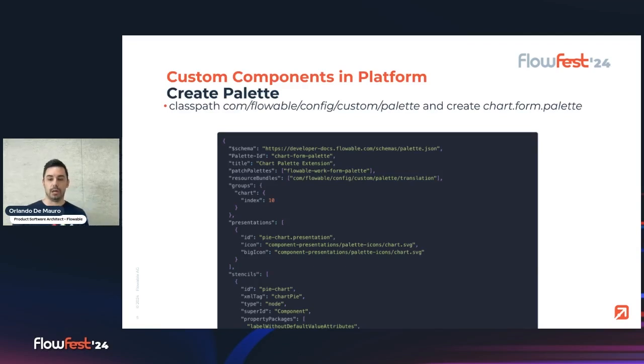But how do we do it? How do we do this integration in the platform? First of all, the first step that needs to be followed is to create a palette. A palette is a file with a configuration. Here you can see an example. We have an object with a specific structure and specific properties, and then we have the stencil array where we define the single stencil with its own properties. Once the file is created, we need to upload it. We need to copy it to a specific class path in our environment.